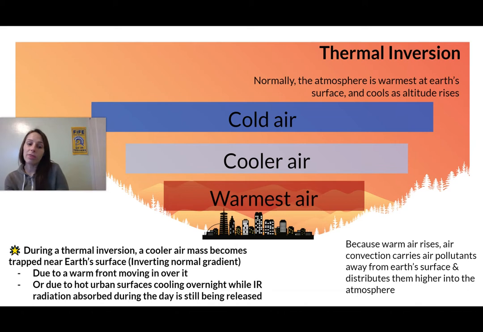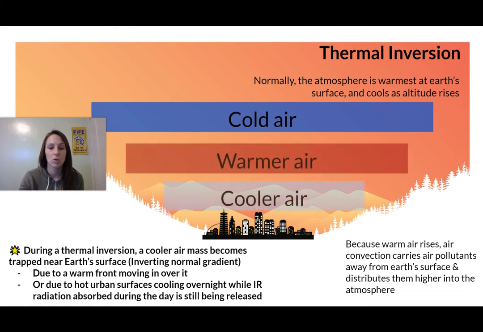Now, during a thermal inversion, this process gets messed up. What happens is a cooler air mass becomes trapped near the Earth's surface, so it's going to invert the normal gradient. Now, this can be caused by a few different things.